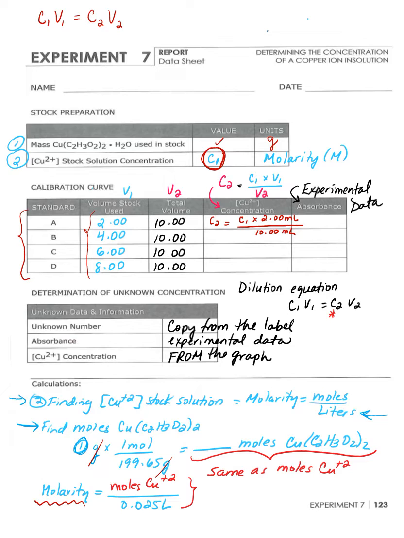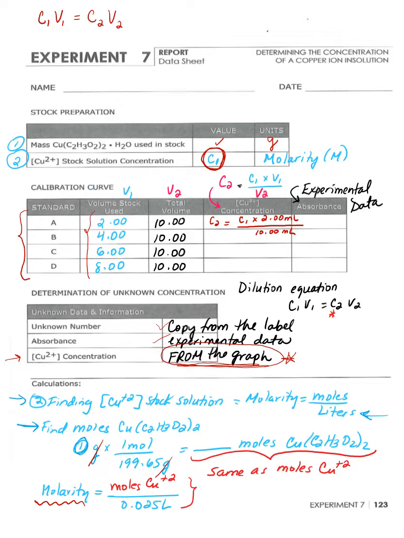So you see how I have here for the second table, brackets Cu plus 2, that's molar concentration for your copper ion. And I have here from the graph, you have your unknown number from the label, you measure the absorbance, so you have those two. Now you need to prepare a graph to actually get that missing concentration.